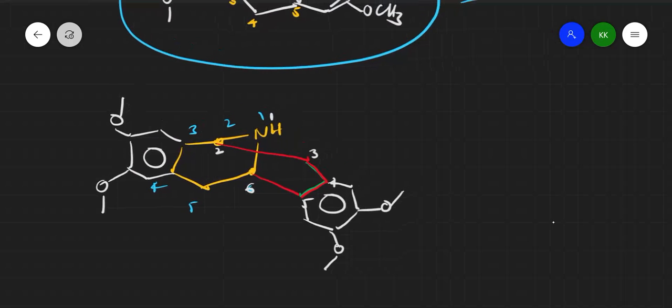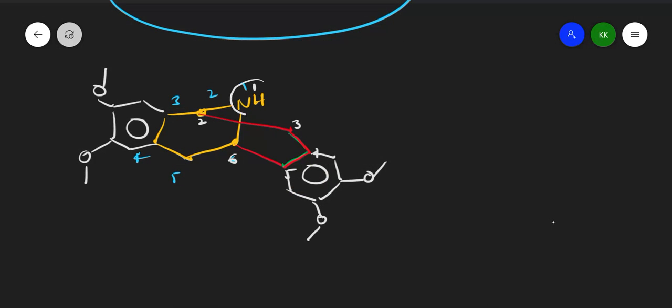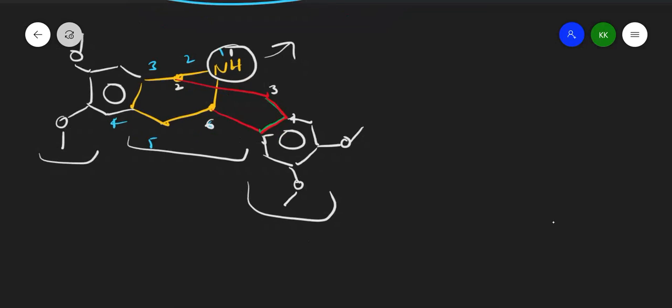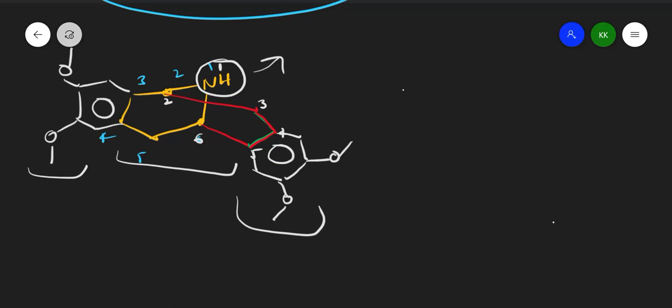So this is nothing but our pavine, in which nitrogen will be above the plane, right? All these are within the plane. This is planar, no doubt. This is also planar, right? So it will be having structure like this, in which nitrogen NH will be above the plane like that, right? So this is the stereochemistry you can think.